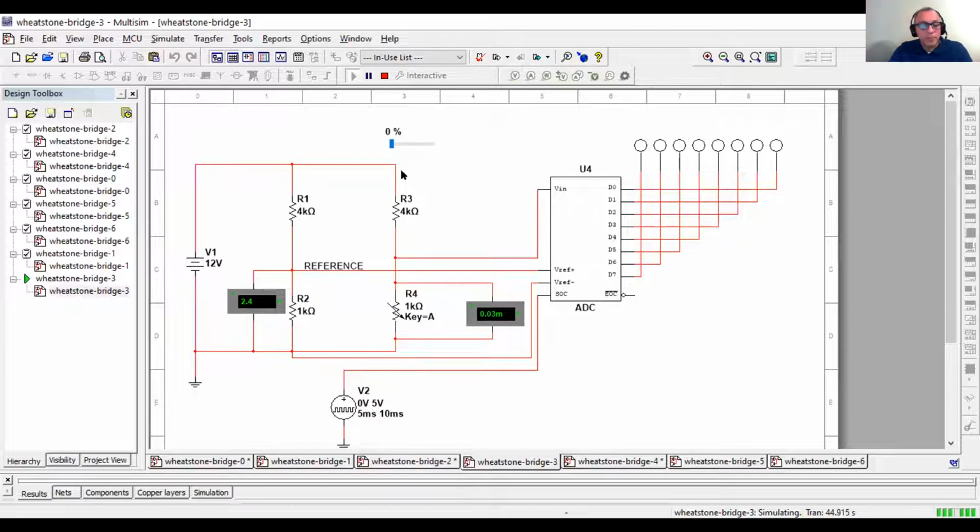As I add resistance to R4, which could be, again, a thermistor, a photoresistor, a strain gauge, anything like that, you'll see that the binary number is counting up. The binary number is increasing.